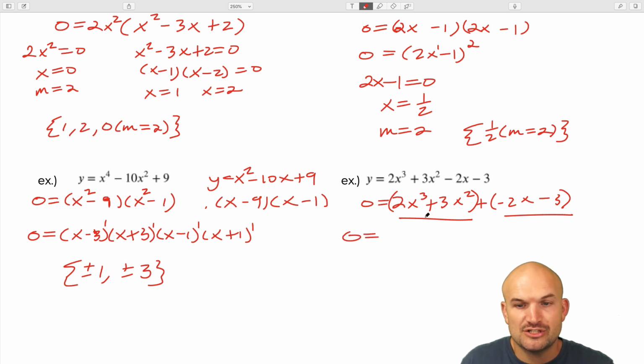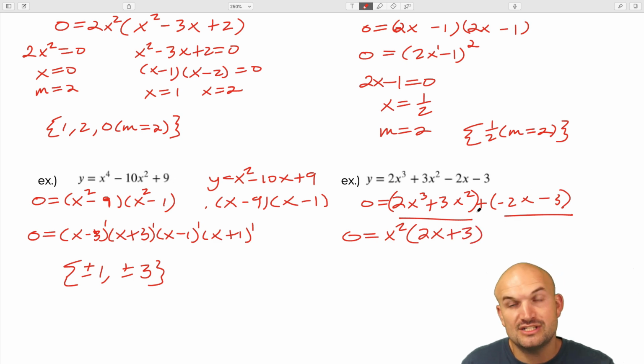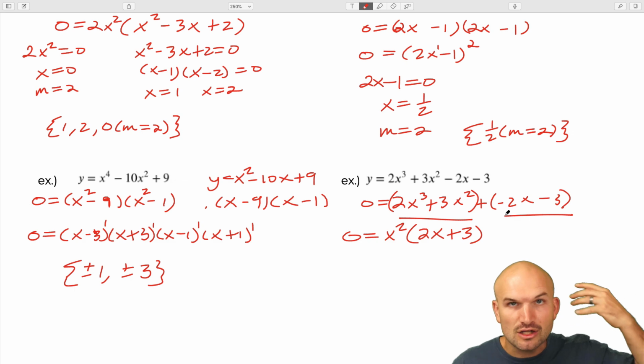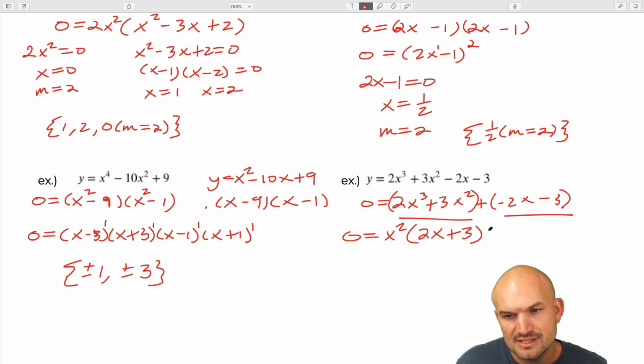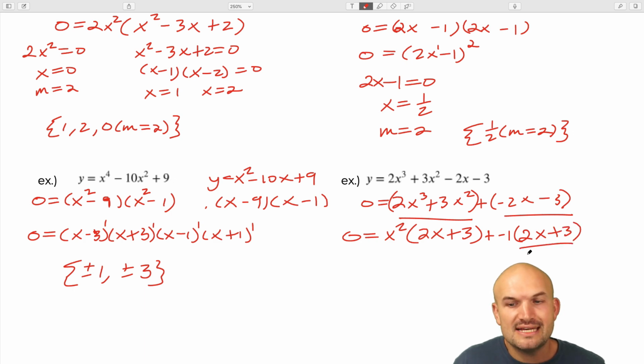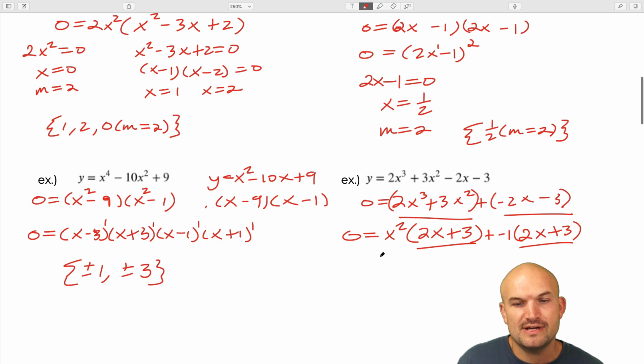So in this first expression, you can see that they both share an x squared. So you factor out an x squared, you're left with 2x plus 3. Over here, you can see that they share a negative. And again, our goal here is whatever you factor out of this, whatever's left over, we want to be the same as this. So when I factor out a negative 1, so let's just say a plus a negative 1, which is really you could just write as minus 1, that's going to leave me with a 2x plus 3.